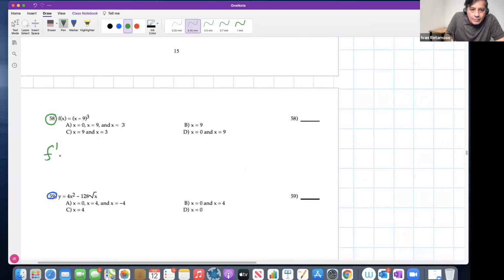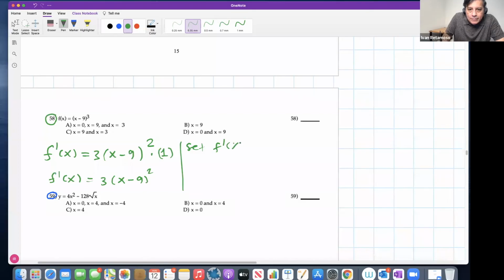Again, derivative first. Derivative of this outside function, cubic function, is 3 times something raised to a second power. That something is this inside function x minus 9, times derivative of the inside function, which is just 1, derivative of x. This is the derivative. Now we are supposed to set this derivative equal to 0. Let me just simplify this. 3 times 1, 3.